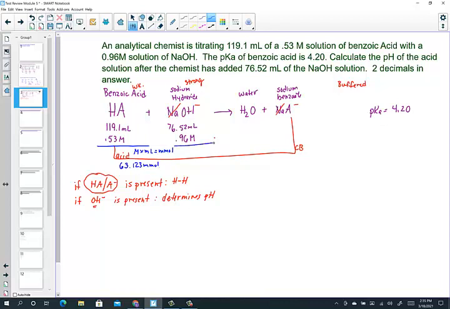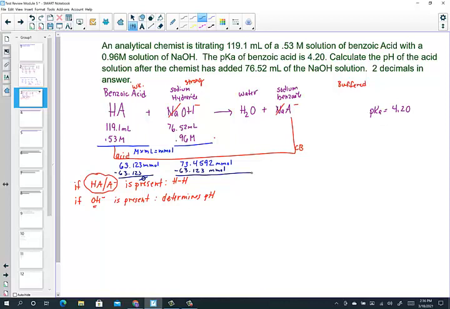When I calculate 76.52 times 0.96, I find the millimoles of the base. When I hit that on my calculator, it read 73.4592 millimoles. Milliliter times molarity, millimoles. Now investigate. Which one is the excess? Which one is the limiting reagent? Well, here I can see the smaller number clearly is coming from the acid. So when the reaction is finished, there is no acid present. And we would also consume 63.123 millimoles of the original 73.4592 of the base. How much base is left over?